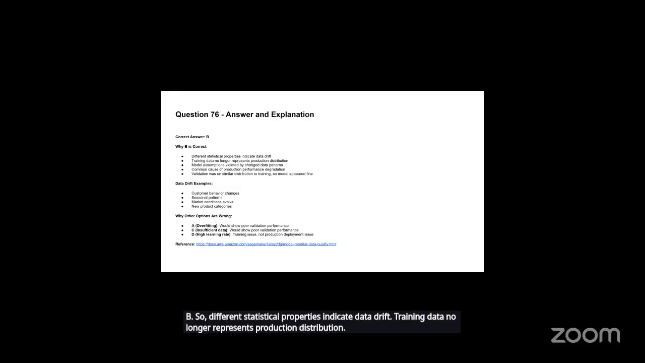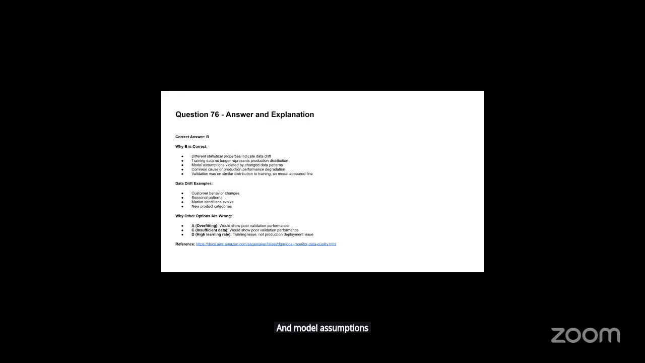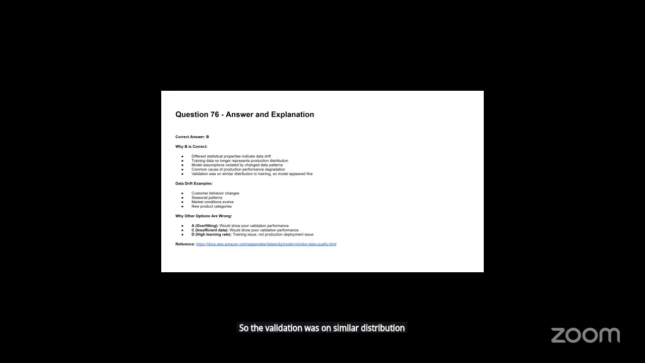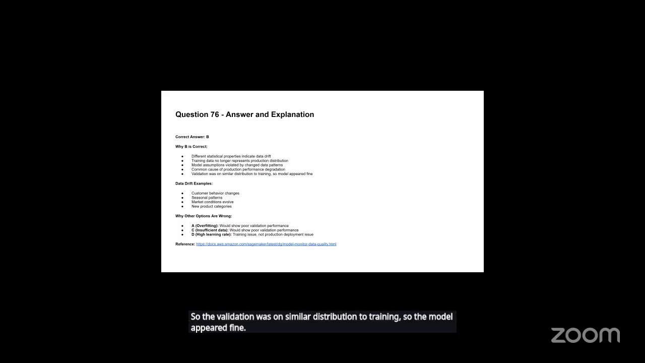B. Different statistical properties indicate data drift. Training data no longer represents the production distribution, and model assumptions are violated by changed data patterns. It's a common cause of production performance degradation, so the model has to be retrained. The validation was on a similar distribution to training, so the model appeared fine, but it didn't perform well in production.